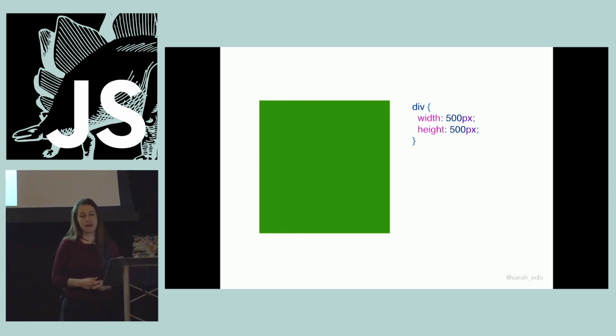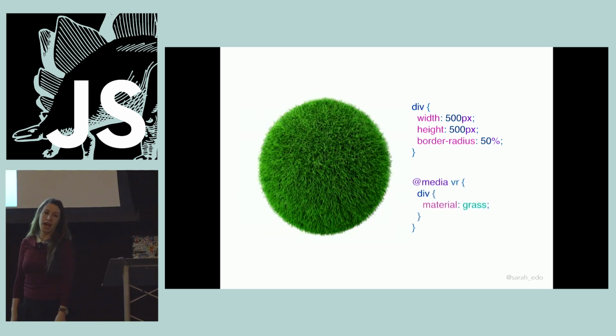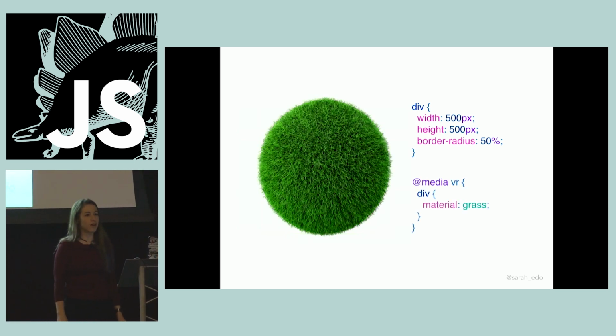Yeah. But what's interesting here, though, is not actually how it was made with current browser technologies, but how it could feasibly be made in the future with a new spec, if the specs allowed for it. So if we want to make this div a circle, we can apply a border radius. But what if, to make it a three-dimensional circle with grass, what if we had something that had at media VR and we could simply apply with a bit of CSS something like material?